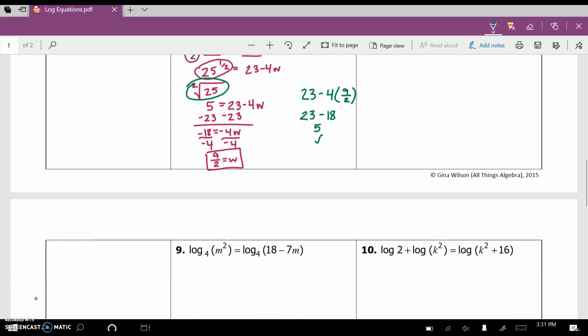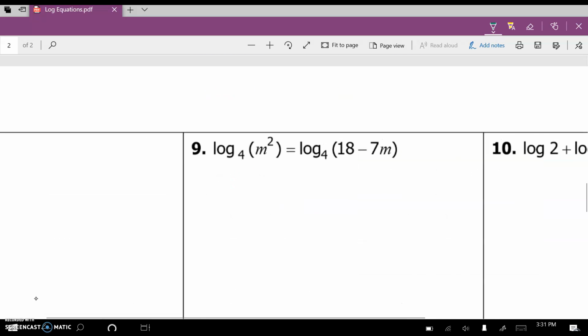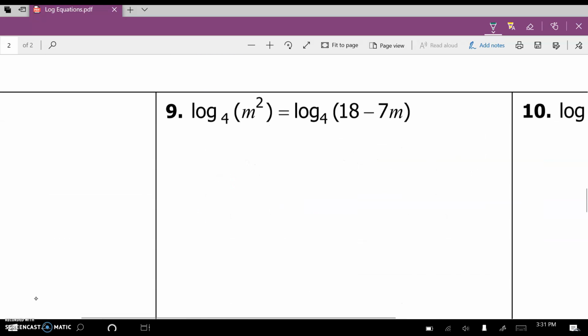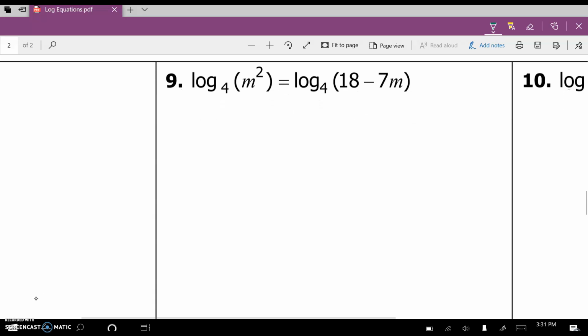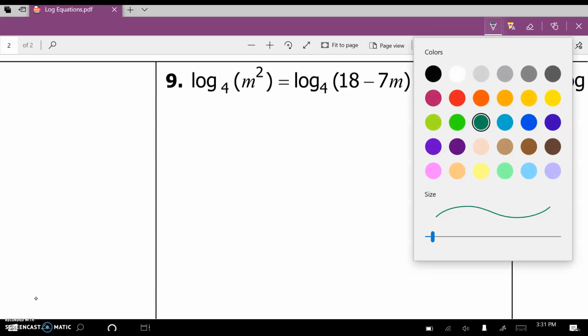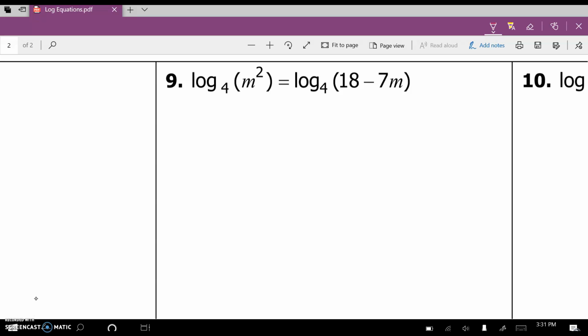Alright, we are going to skip number 8 for now. We are going to go on to number 9. Now, number 9, if you will notice, has a square in it. So this is going to change things up just a little bit. Now, again, our bases are the same, so we're just going to forget that those bases are there. I would have m squared equals 18 minus 7m. Now, since it has an m squared, that means that this is going to be a quadratic.